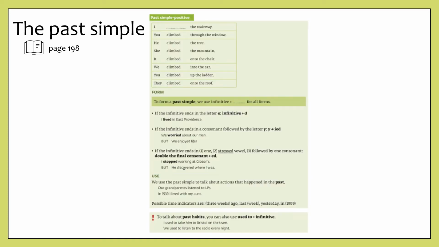Using the information. So you highlighted verbs in exercise 7 on page 198 and what I just mentioned. Use that to complete the grammar box on page 198. So pause here to do so.